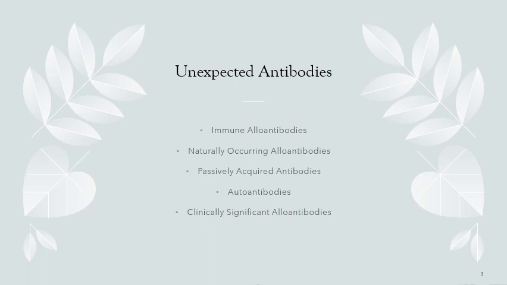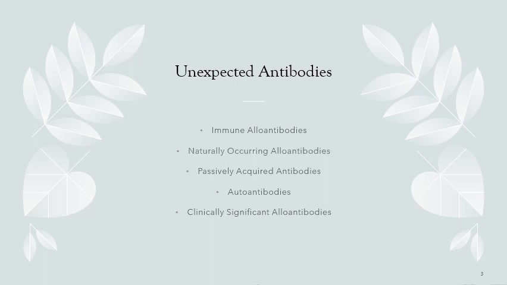Opposing doon sa ABO system kasi expected na yung antibodies na hinahanap natin. So again, here in antibody detection, we are looking for the unexpected antibodies. The first category of unexpected antibodies is the immune alloantibodies. So these are produced in response to RBC stimulation through transfusion, transplantation, or pregnancy.